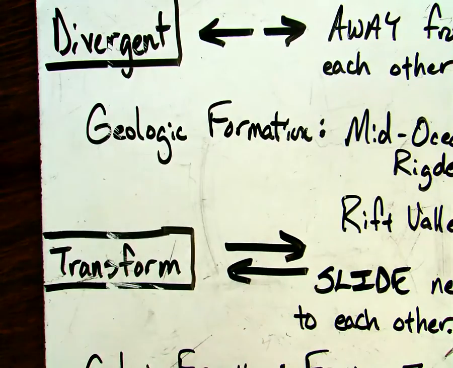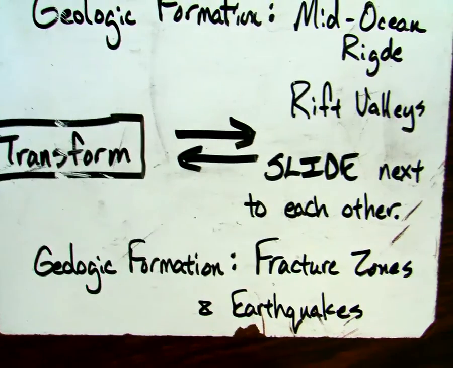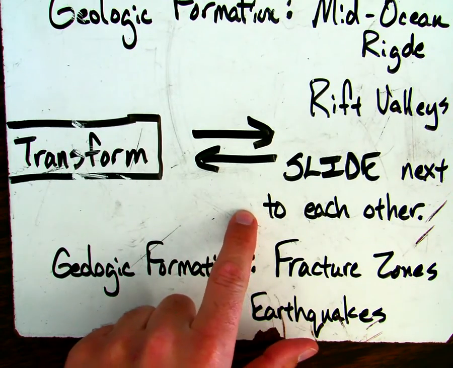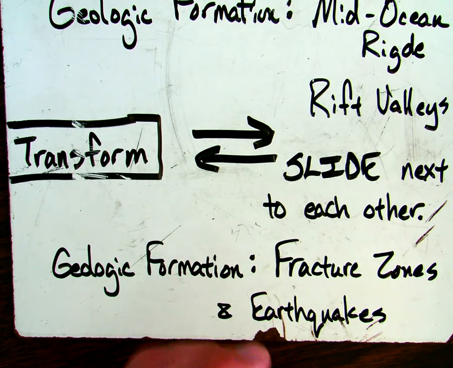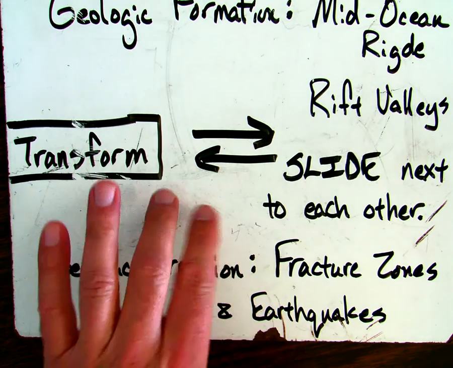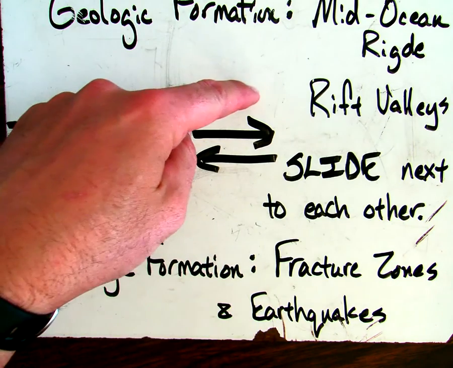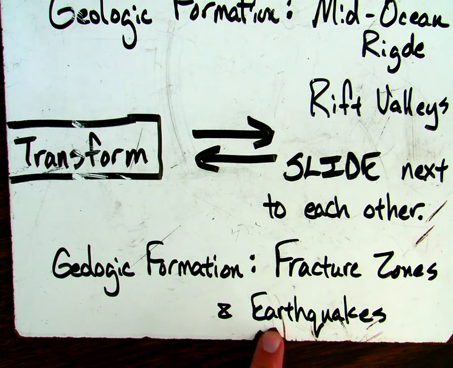All right, our last category of plate interaction boundary is going to be transform interaction boundaries. It's where plates slide next to each other. So you have two plates that are next to each other. Instead of subducting or making mountains because they're pushing towards each other, what you end up with is just one going one direction and the other plate moving the opposite direction. Geologic formations that could happen as a result of that are fracture zones and earthquakes.